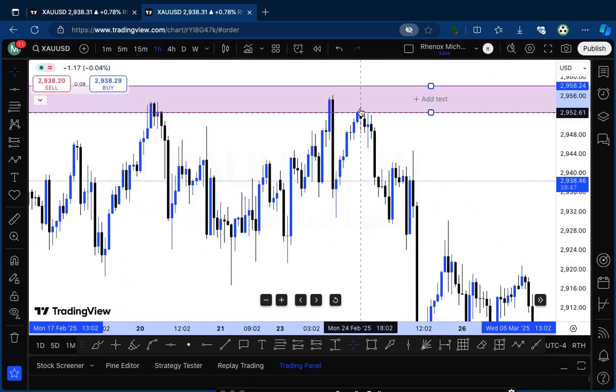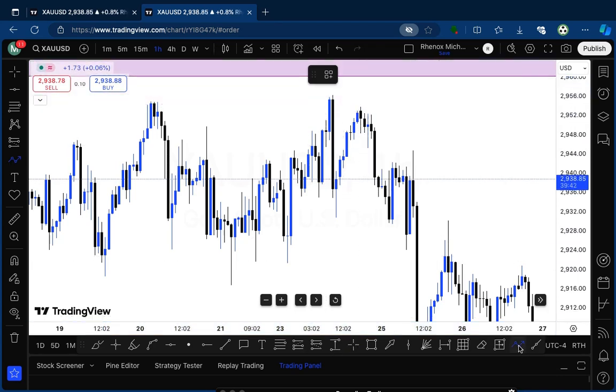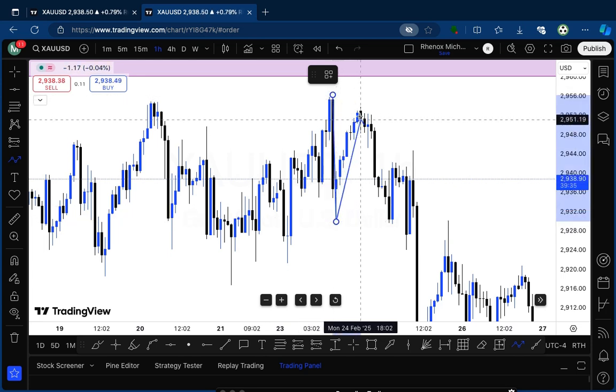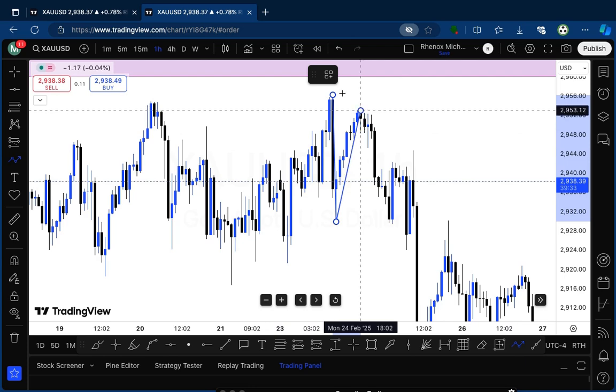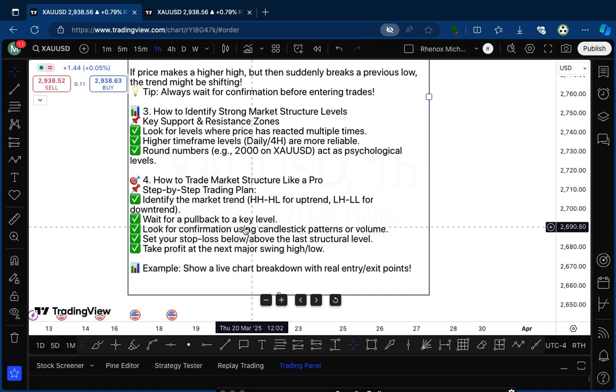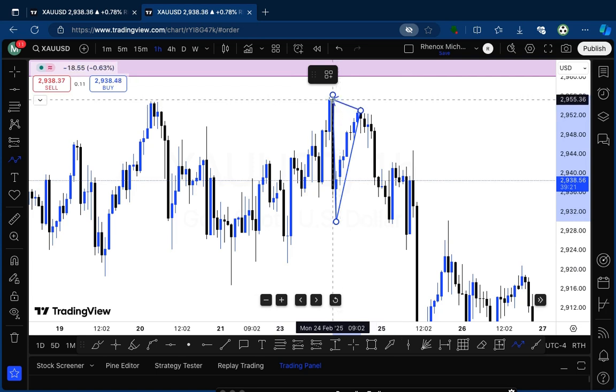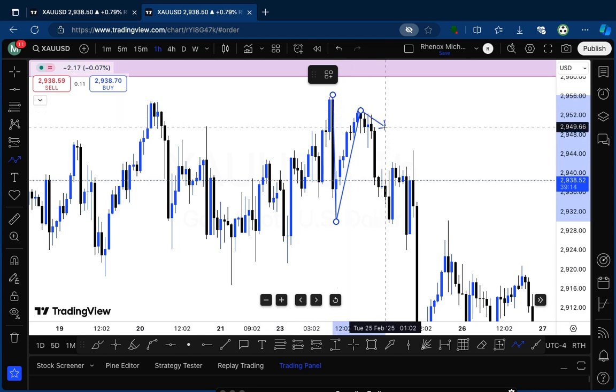Okay, now if you look very well on my chart here, you will notice, let me use the path tool, this was the highest high formed, then we had this low created, then price did what? A comeback. Like we're saying here, we want to wait for pullbacks. We want to wait for a pullback to a key level. Now you notice this was also a key level. This was around 29.55. That's around 29.50, so we can as well call it a key level.